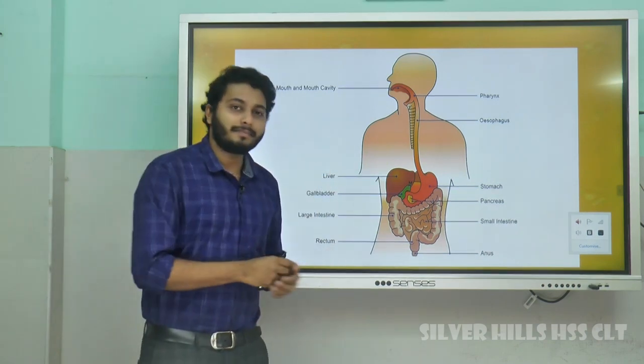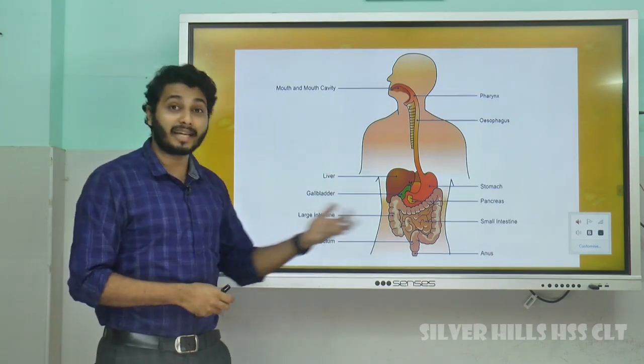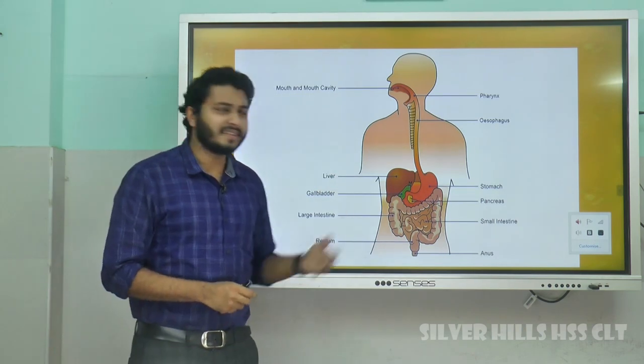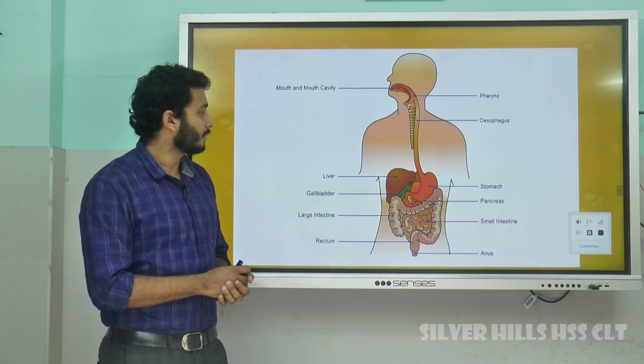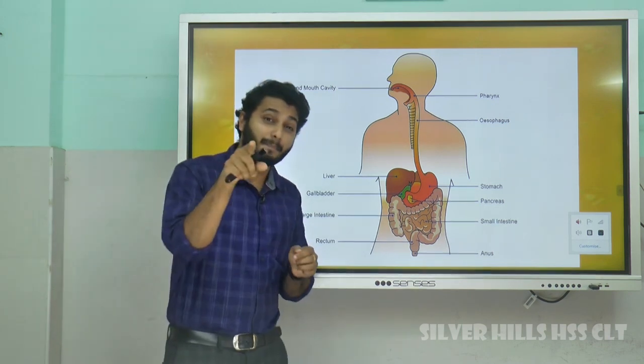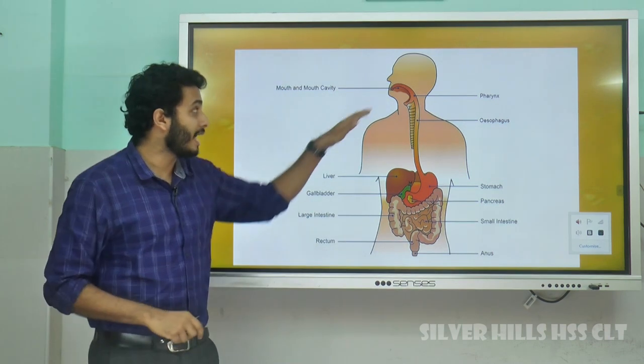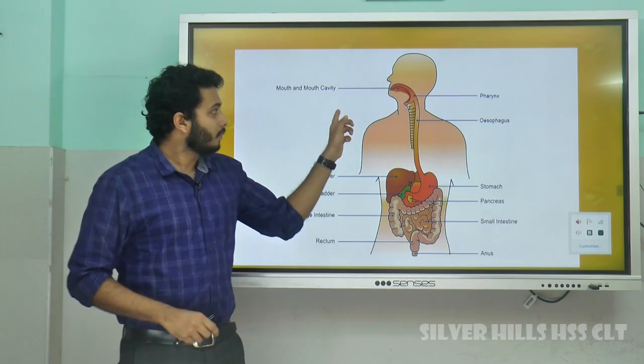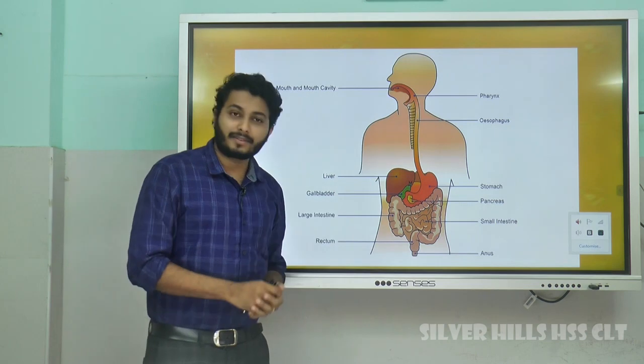So, in this picture, you can see the parts of the human digestive system. Let me explain the digestive system in detail. In human beings, the digestion starts from the mouth. You can see the mouth and buccal cavity or mouth cavity, which leads to the pharynx.